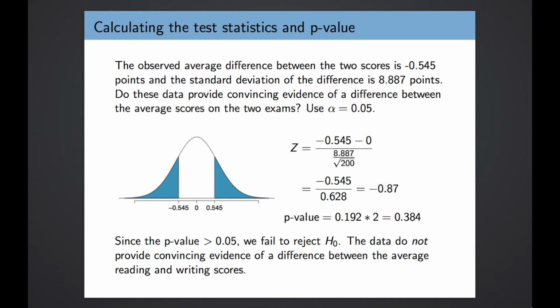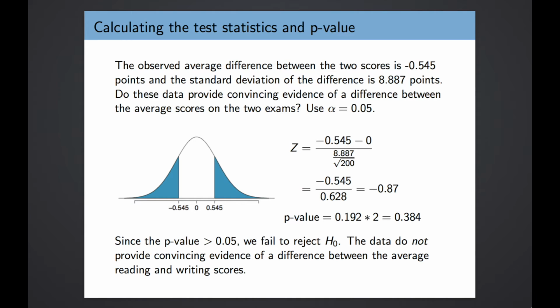We can look that up in a z-table. The z-table is going to tell us that the area under the curve to the left of that point in the standard normal curve the z-table is showing us is 0.192. And we need to multiply that by 2 to capture the area under the curve less than negative 0.545 and greater than positive 0.545 because of our two-tailed hypothesis test. So 0.192 times 2 is 0.384. So 38.4% of the area under the curve is more extreme than this value of positive or negative 0.545.